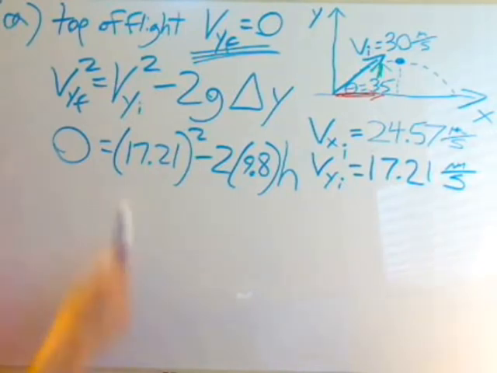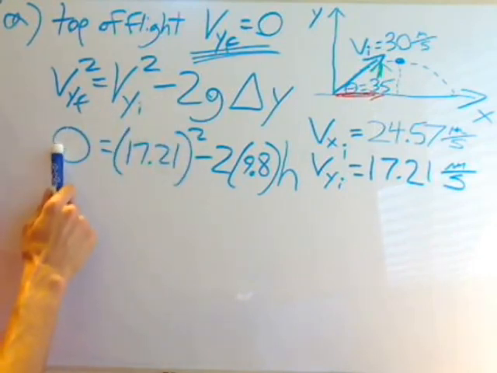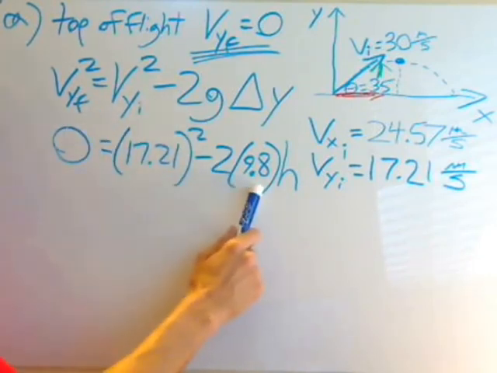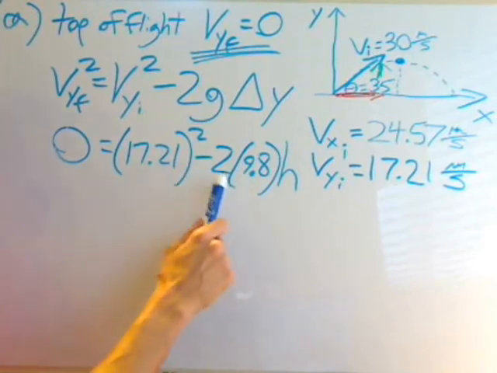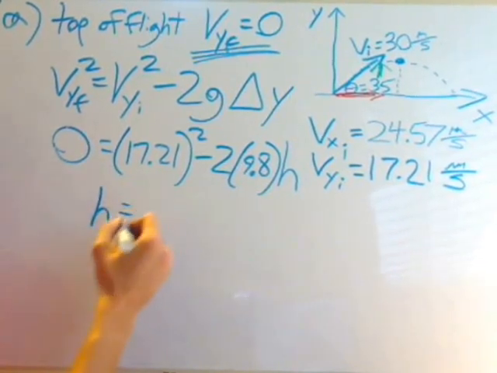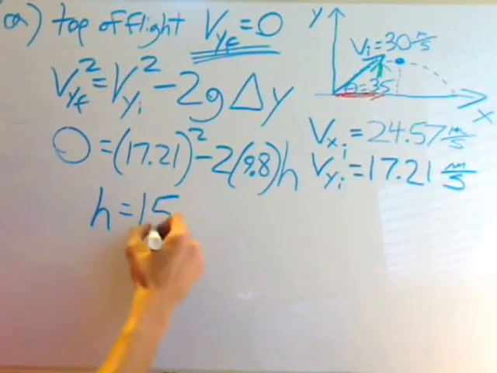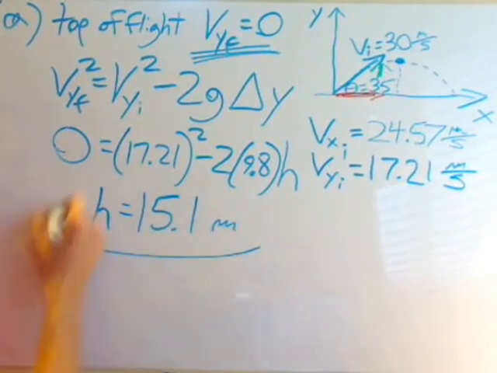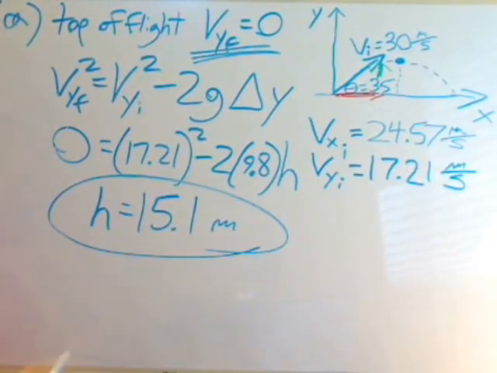Okay, so we do some arithmetic here. We square this, bring it to the other side of the equation by subtracting it, and then divide both sides by -2 and 9.8. When you do that, you get a maximum height that is 15.1 meters. Okay? So that's our answer to part A.